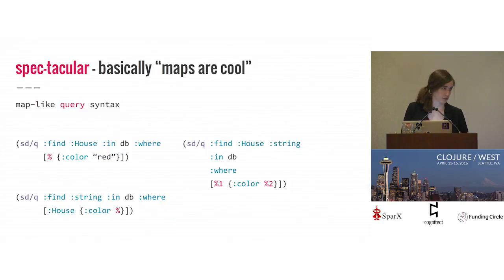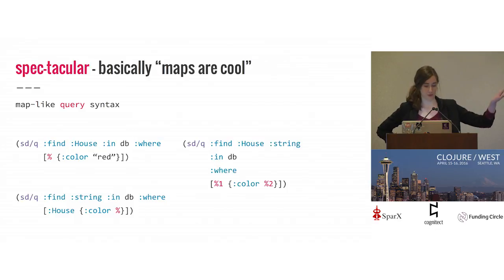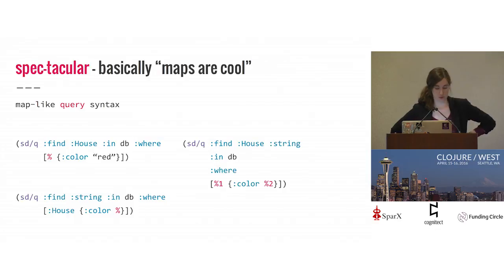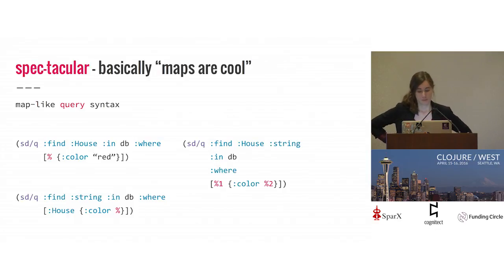And spec-tacular also has a map-like query syntax. So for example, you can query for a house on the database where the house's color is red, and right here I'm using percent as in like Clojure's anonymous functions, the hash and then the percentage, so it's just talking about the first thing in the query. Or you can find a string where the string is the color of a house, or you can find both a house and a string that are related by color.